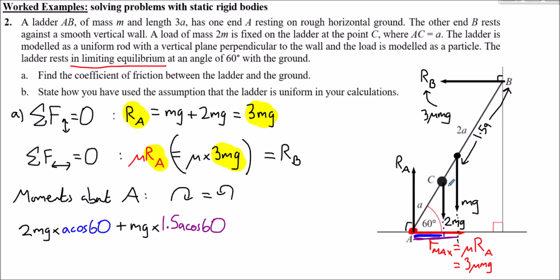And those are the only clockwise moments acting relative to A. They must therefore equal and be opposite to the anti-clockwise acting relative to A, which is just this RB force up here. So the magnitude of the force at B, the reaction from B, is 3 mu mg.